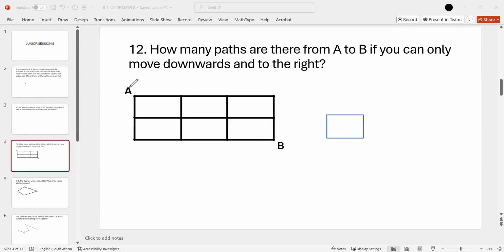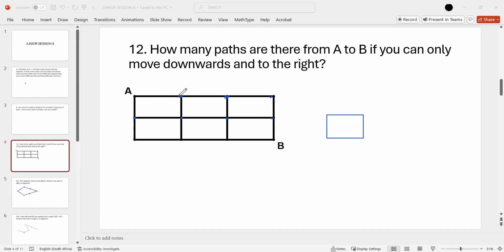Let's take a single cell. What I'm going to do is, from A now, I'm going to put a number here. This number will represent the number of paths to this node. We'll call all these nodes where these lines cross. And at each node, I'm going to put a number. And the number will represent the number of paths from A to that particular node.